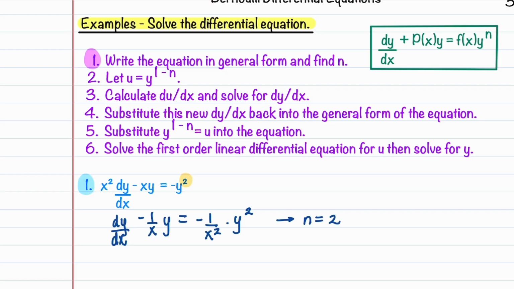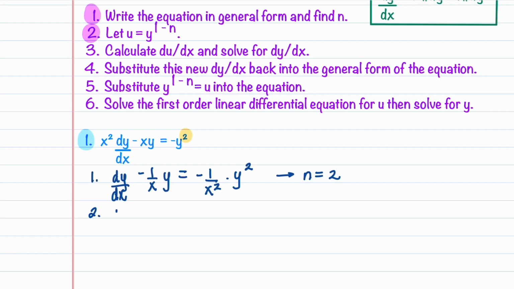I wanted to do an example where n was positive, and then in our next example, n is going to be negative. The second step is to let u be y to the 1 minus n. N is equal to 2, so this is y to the 1 minus 2. So this tells us that u is equal to y to the minus 1. I'm going to highlight that because we're going to need that.